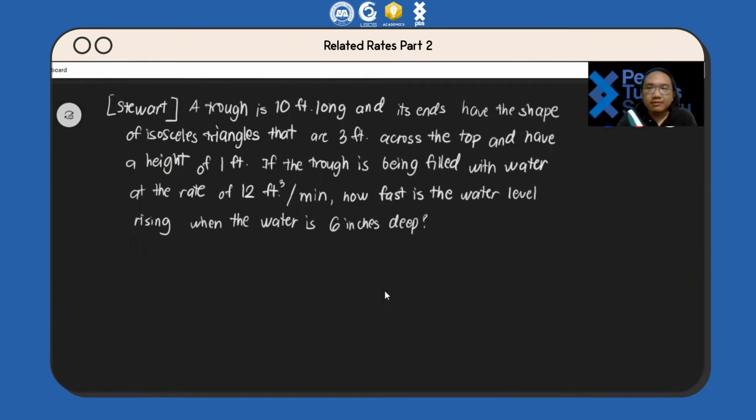Let's take this problem from James Stewart's Calculus, Early Transcendentals, another very good book on calculus. A trough is 10 feet long, and its ends have the shape of isosceles triangles, meaning two of the sides are equal, that are 3 feet across the top and a height of 1 foot. If the trough is being filled with water at the rate of 12 cubic feet per minute, we want to find how fast the water level is rising when the water is 6 inches deep.